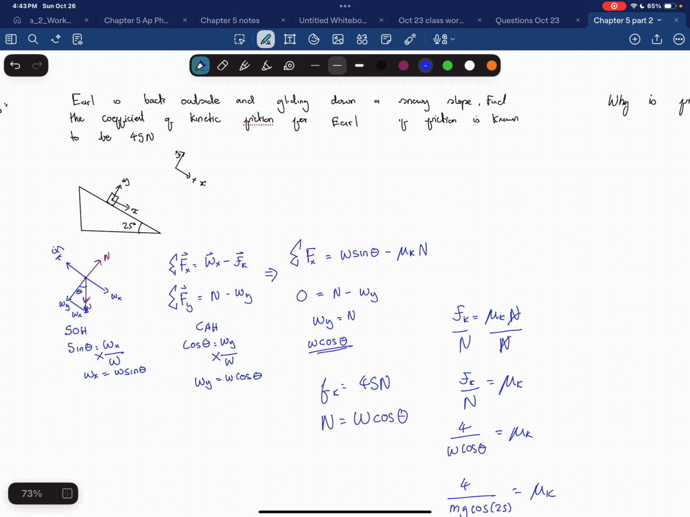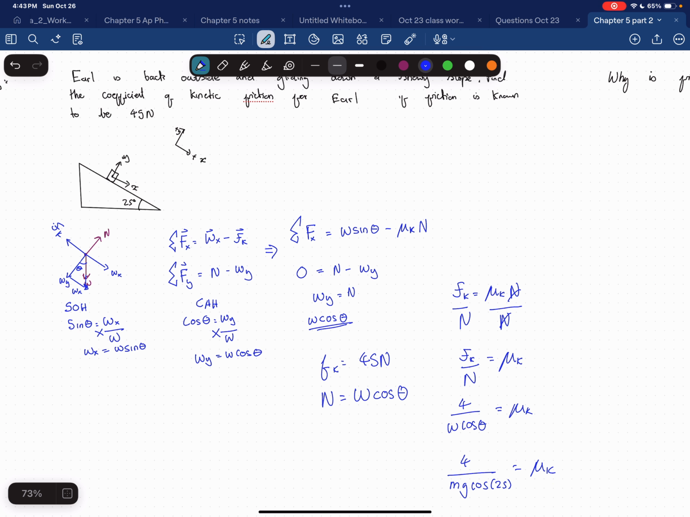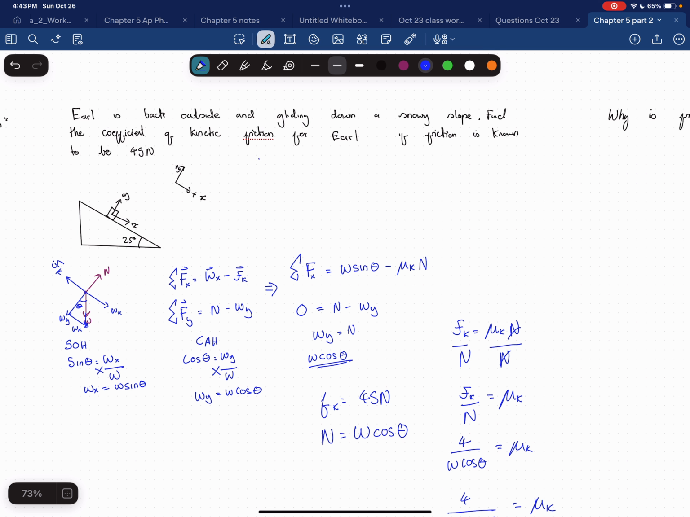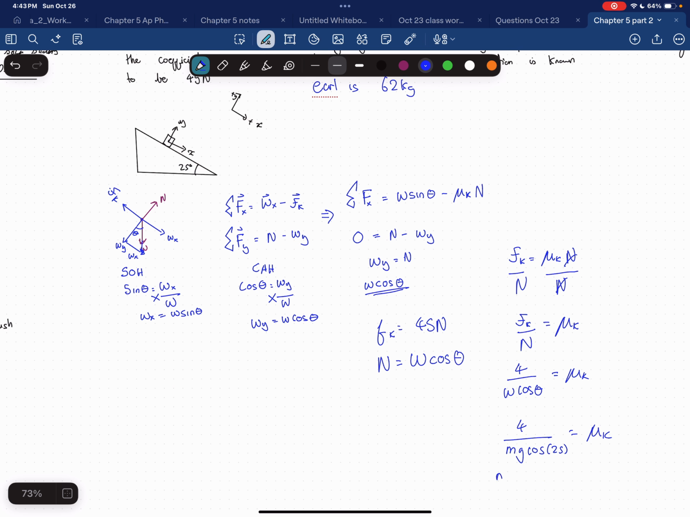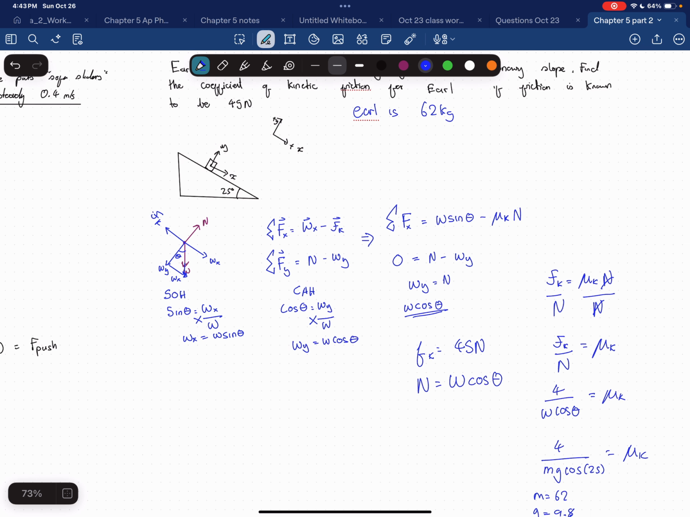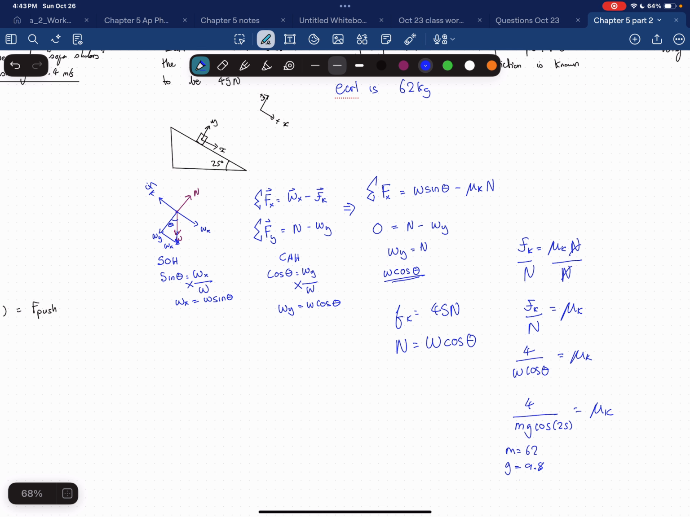Do we know the mass? The mass is 62 kg. So m equals 62, g equals 9.8. And all of this can be put in a calculator, and from there you can easily find mu sub k.